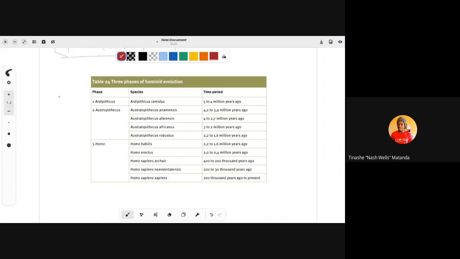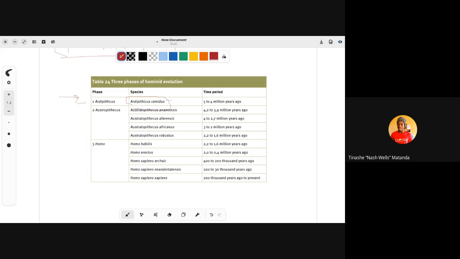Starting from the top, we had the Ardipithecus. The Ardipithecus times, this is where we had the species of the Ardipithecus ramidus. So these were 5 to 4 million years ago. Okay, and these were not, they look nothing like us, honestly.